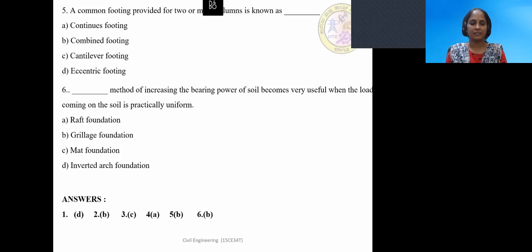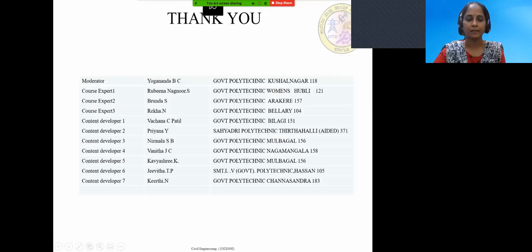Okay, for the sixth question, the answer is option A, that is raft foundation. I said the raft means it's also called a mat foundation. The reinforcement is spread throughout the area. That's why it's also called a mat foundation.